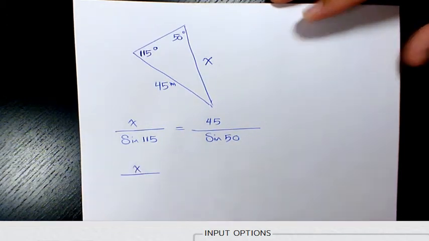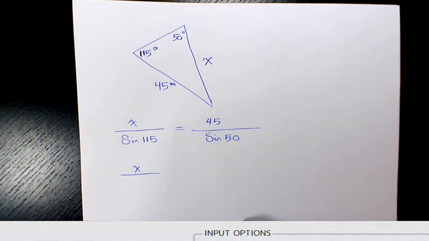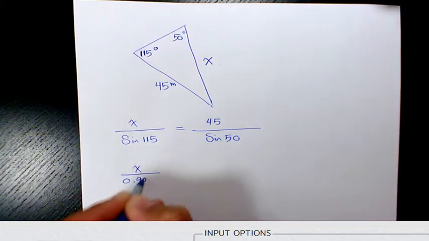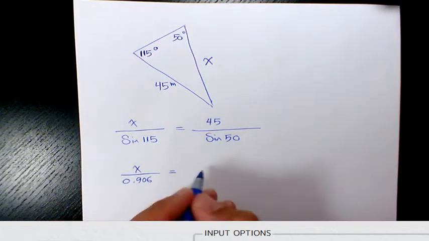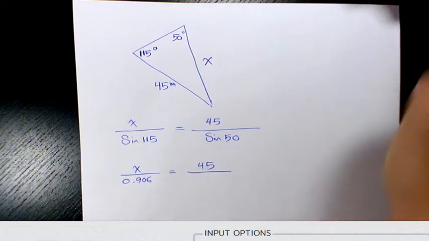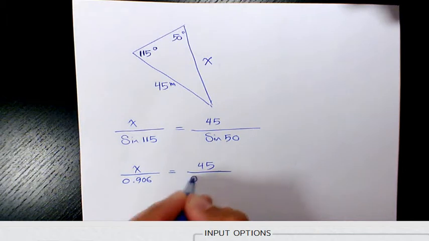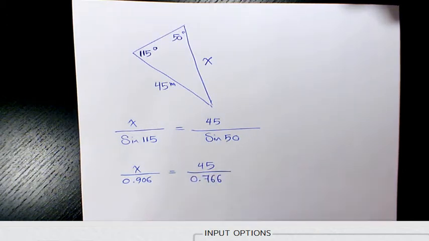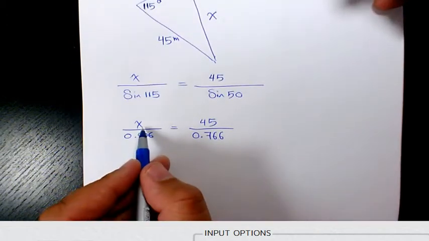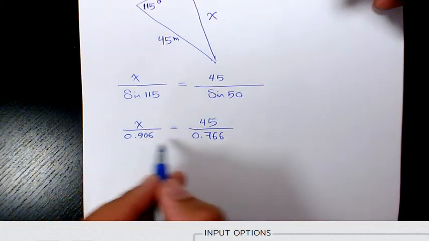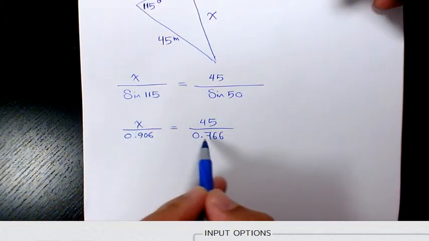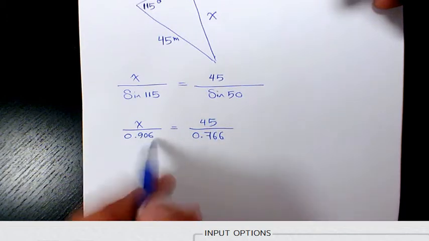So we need to use the calculator in order to find sine 115. That is going to be 0.906 equals 45 over sine 50. Sine 50 is 0.766. Then in order to find x, we need to do cross multiplication. It means that x times 0.766 equals 45 times 0.906.